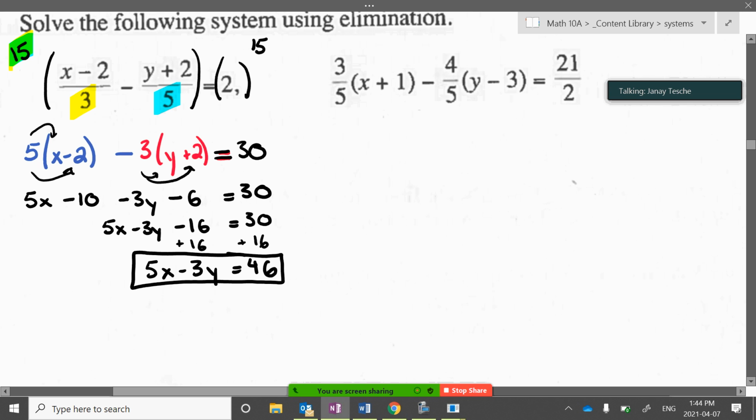Looking at this next one, what's the easiest way to get rid of the denominators of 5 and 2? Good, right on, multiply it by 10. This one's written slightly differently than the first one, but it's a similar idea. So I'm going to multiply everything by 10.